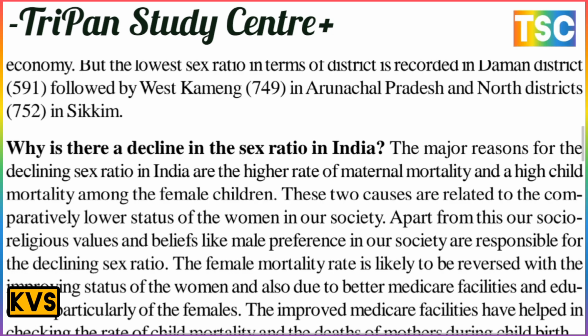The lowest sex ratio in terms of district is recorded in Daman district, at 591 only. It is followed by West Kameng in Arunachal Pradesh at 749, and the Northern district in Sikkim at 752. This is most important here.